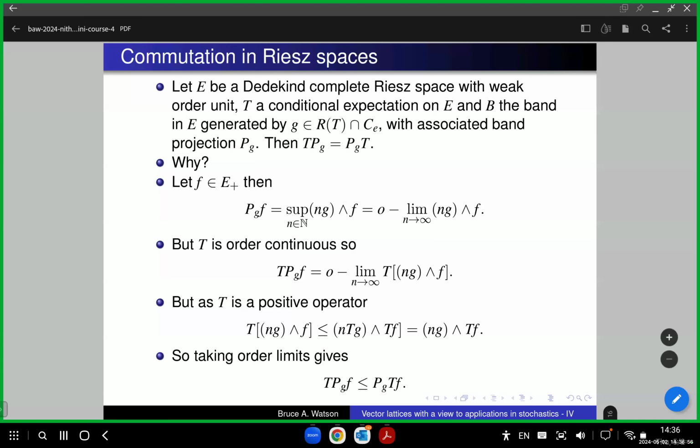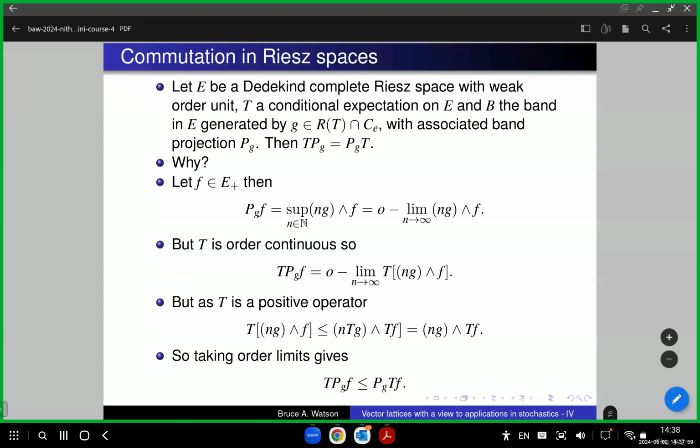So if we recall, in the second lecture I talked about very special subspaces of Riesz spaces, which were called bands. They were vector subspaces which were solid and order closed. And in a Dedekind complete Riesz space with a weak order unit, every such band has a generator. And that generator can be taken to be a component of your weak order unit. Now we're going to look at the projections onto those bands which are generated by components of the weak order unit, our chosen weak order unit, let's say e, which commutes with T. And we're going to take those that are also in the range of T. And we're going to show that those band projections commute with T.